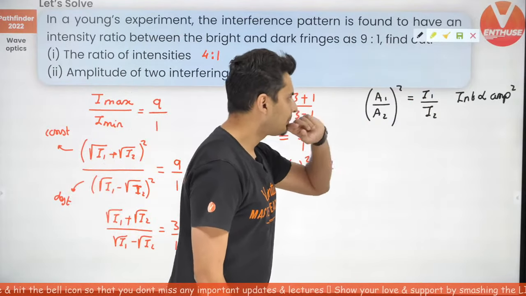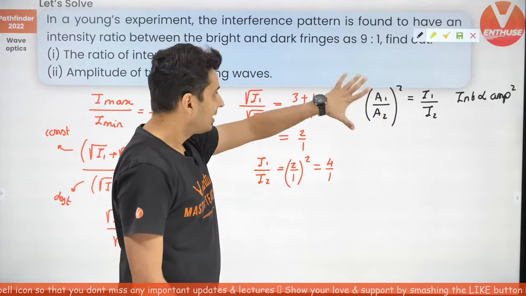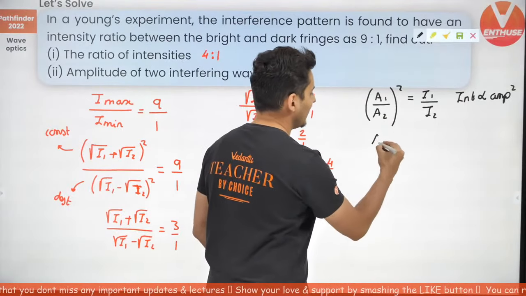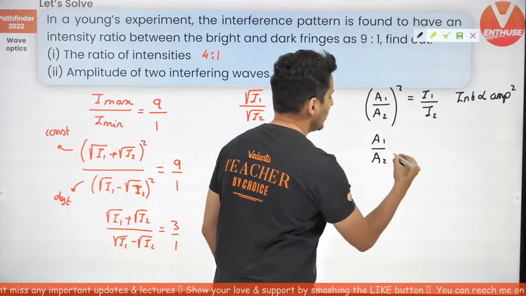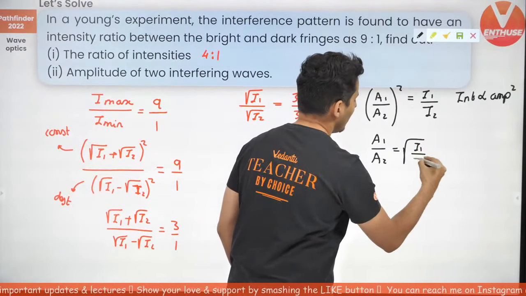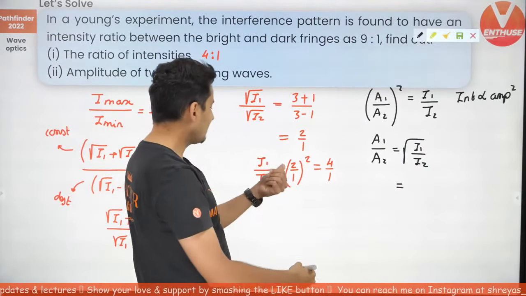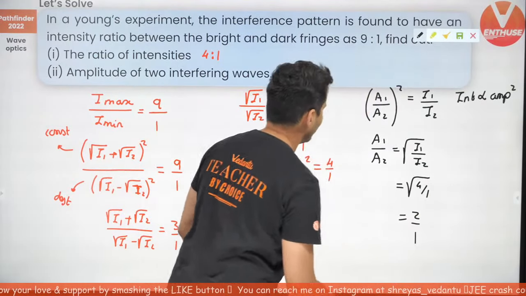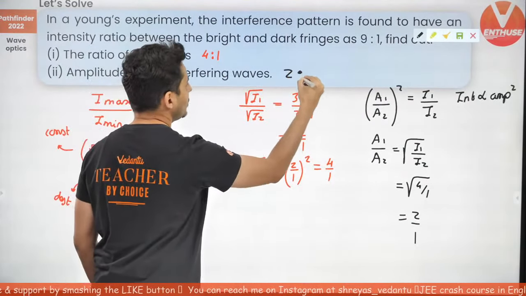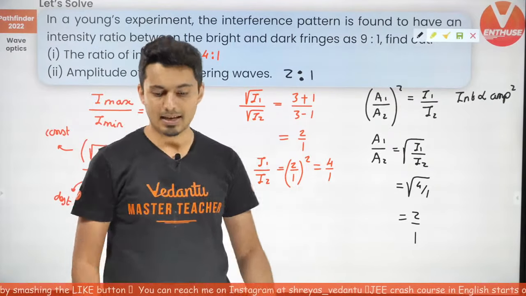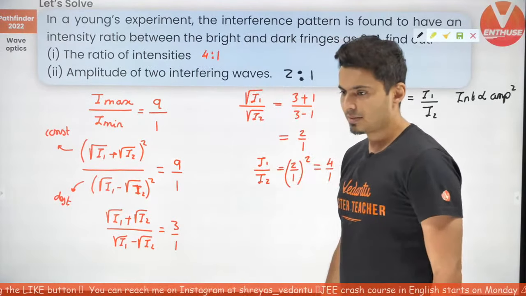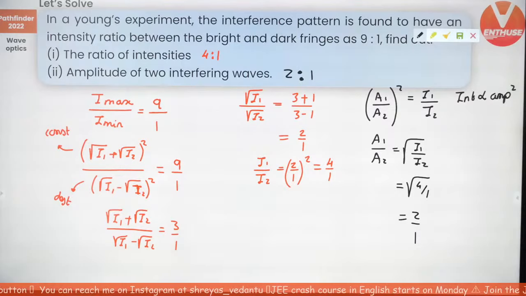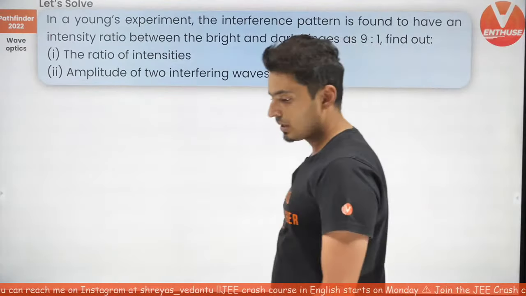Now because of this, take square root on both sides. You will get A1 by A2 will be root of I1 by I2. So I1 by I2, that's 4 by 1. So root of 4 by 1 is nothing but 2 by 1. Hence the next answer is going to be 2:1. That's the answer. Does it make sense? Perfect. All right, let's move on to the next one coming up on your screen.